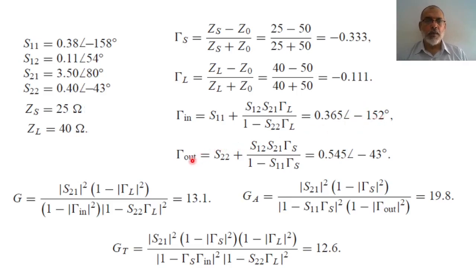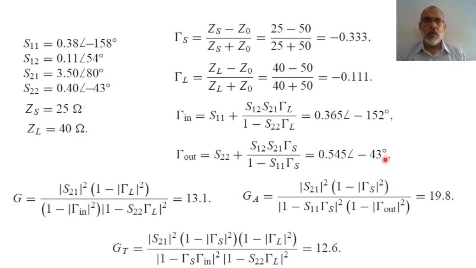In a similar way, gamma output, the reflection coefficient at the output of the transistor, when the transistor is connected to the source with a source impedance of 25 ohm, is S22 plus S12 S21 gamma source over 1 minus S11 gamma source. Here gamma source is 0.33 with an angle 180 degrees. By calculating this, we can find that the value of gamma output is 0.545 with an angle minus 43 degrees.